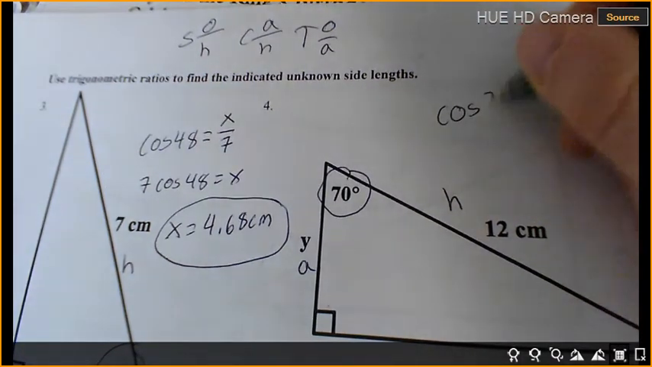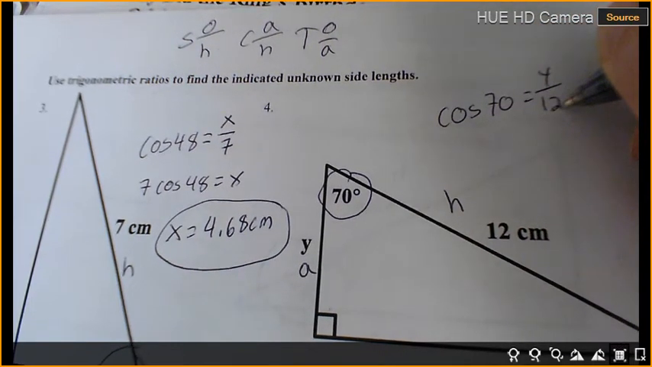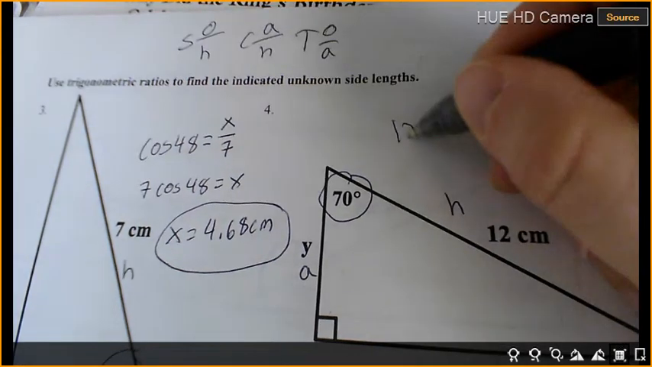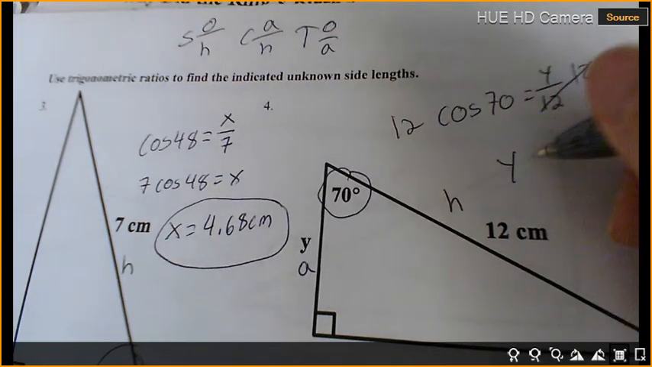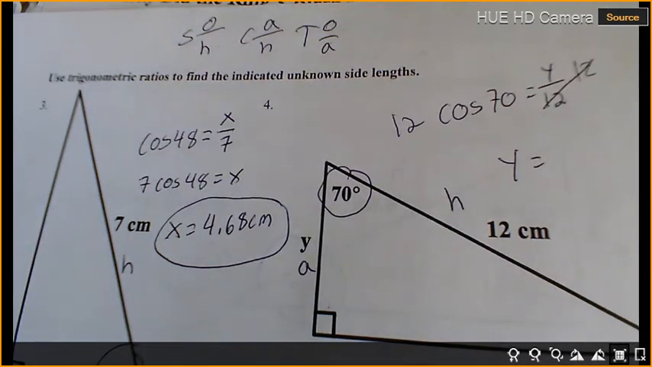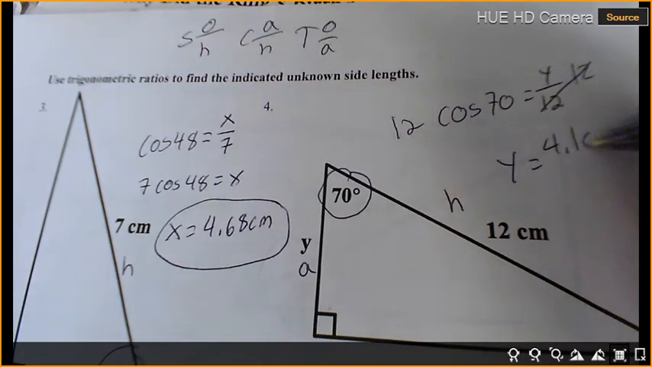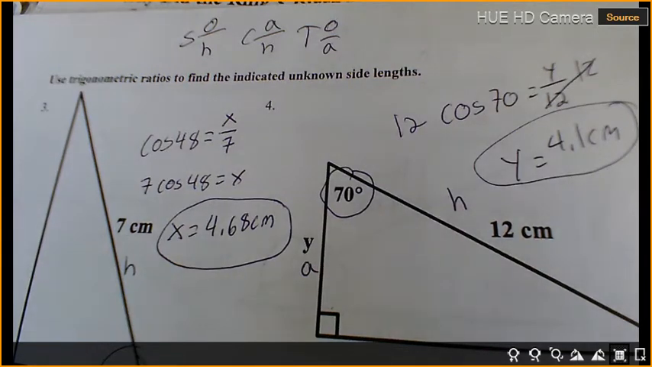Cosine 70 equals Y over 12. So we multiply both sides by 12, right? This 12 cancels. And what's 12 cosine 70 in your calculator? Again, mine is dead, so 4.1 centimeters. Questions?